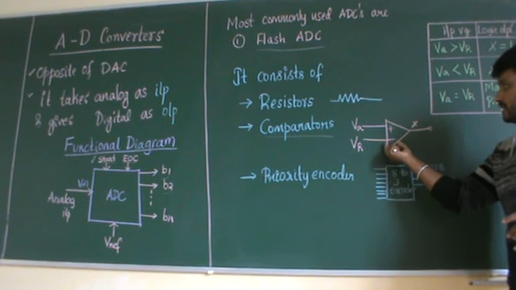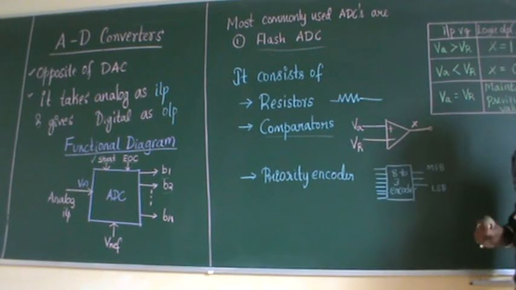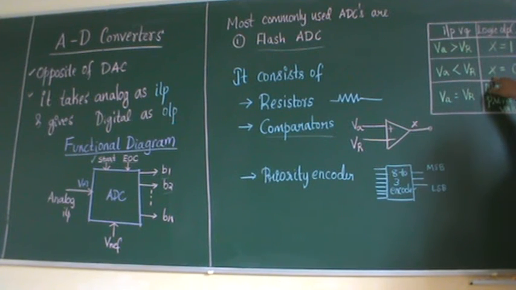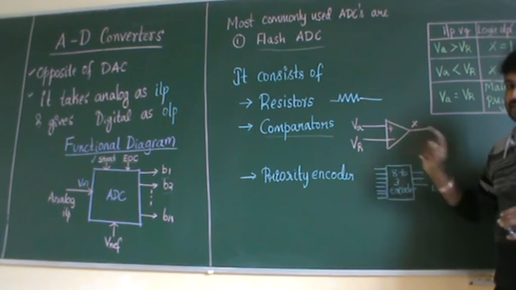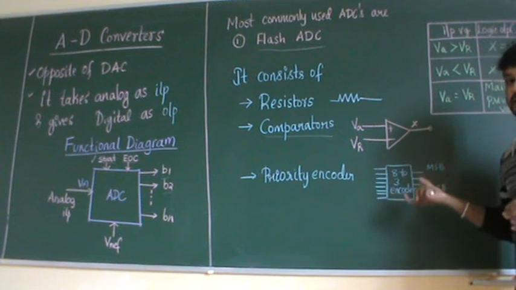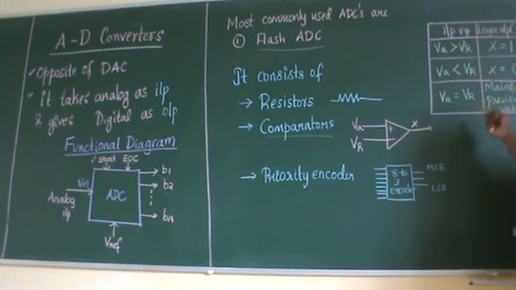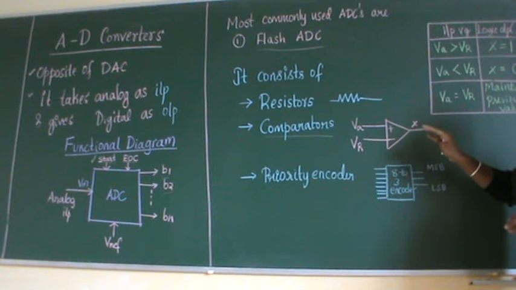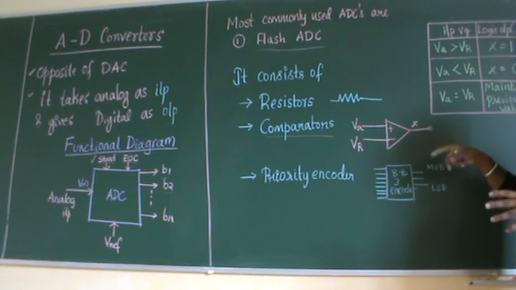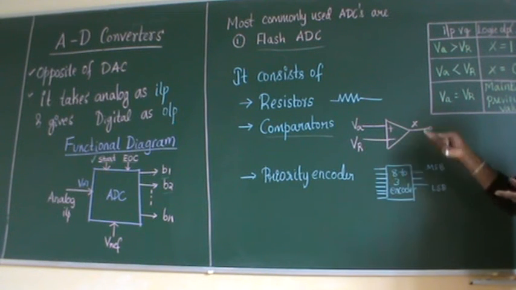If the negative terminal is getting a higher quantity than the positive terminal, then my output equals 0. Next, if VA equals VR, if both quantities are the same, then my output will keep the previous output itself. It will maintain the previous value and will not change. If in the previous instant it was 1, it will retain 1. If in the previous instant it was 0, it will retain 0. That is the meaning of this table.